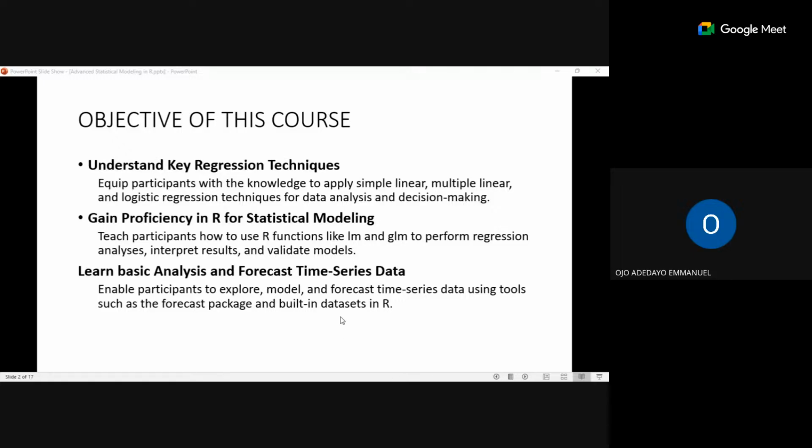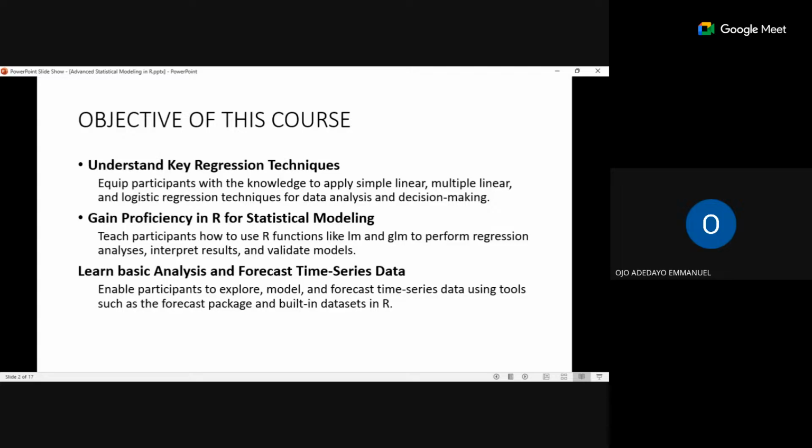Also, at the end, what we need to cover tonight again is learning basic analysis and forecasting of time series data. After we have developed a model, please note this tonight, the essence of every model is for us to forecast. It's either we do the classification or we forecast. What did I mean by that?